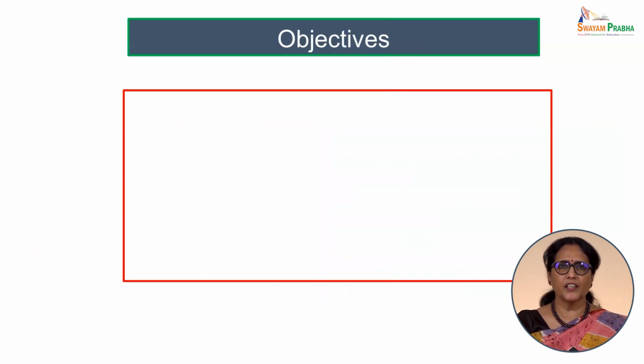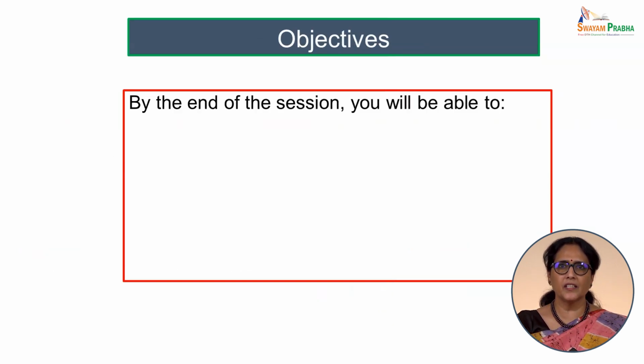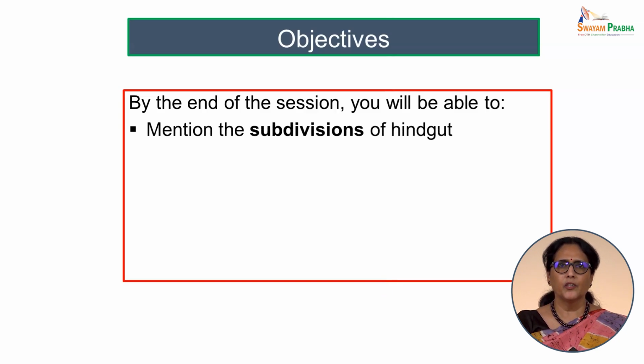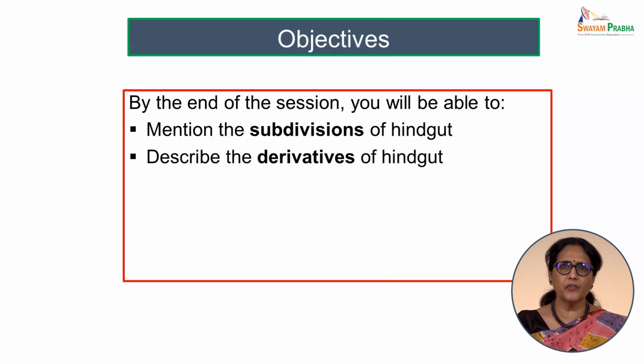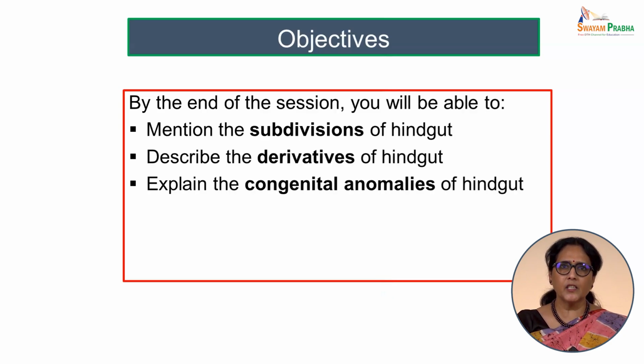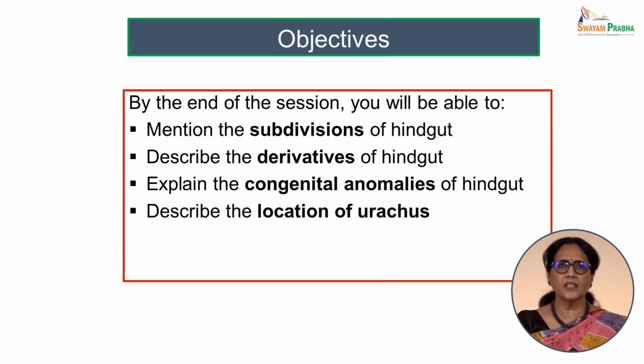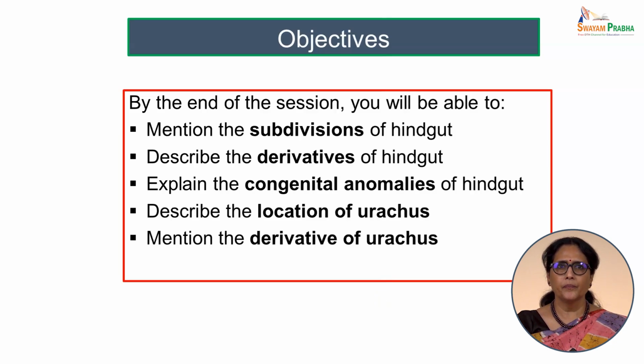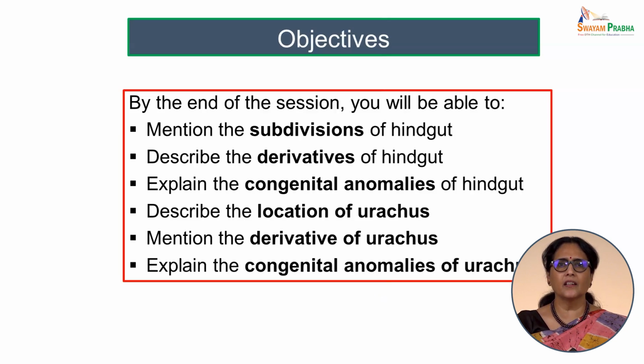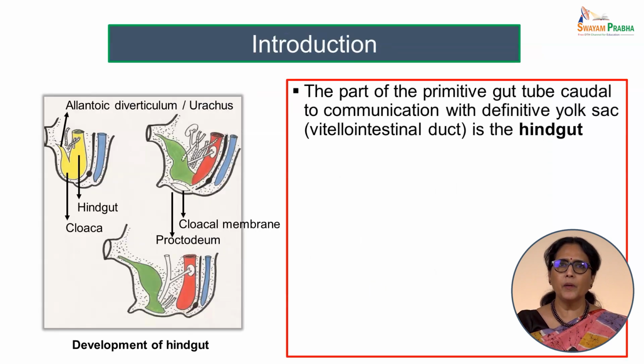The objectives of this session are, by the end of the session, you will be able to mention the subdivisions of hindgut, describe the derivatives of hindgut, explain the congenital anomalies of hindgut. In addition to that, you will be able to describe the location of urachus, mention the derivative of urachus, and explain the congenital anomalies of urachus. Let me begin with a brief introduction.